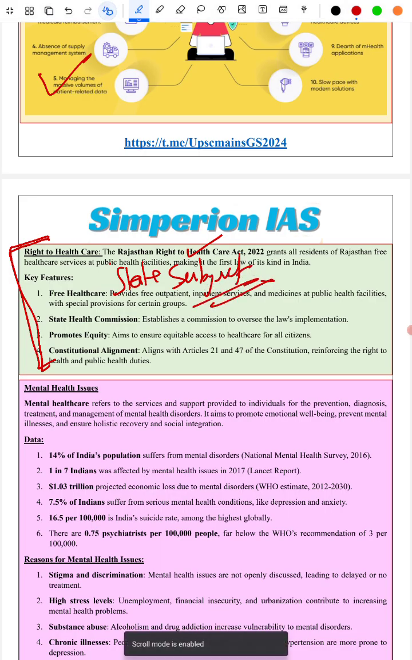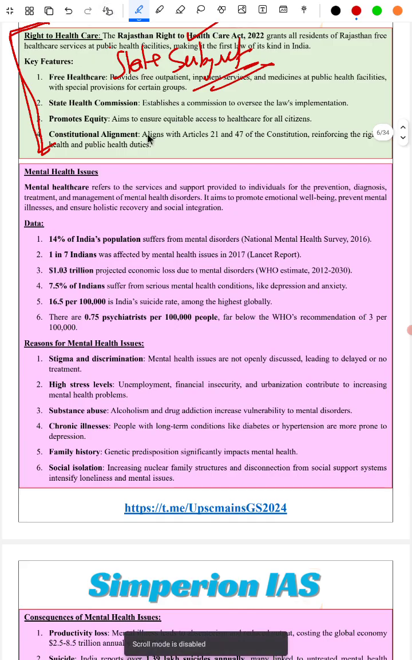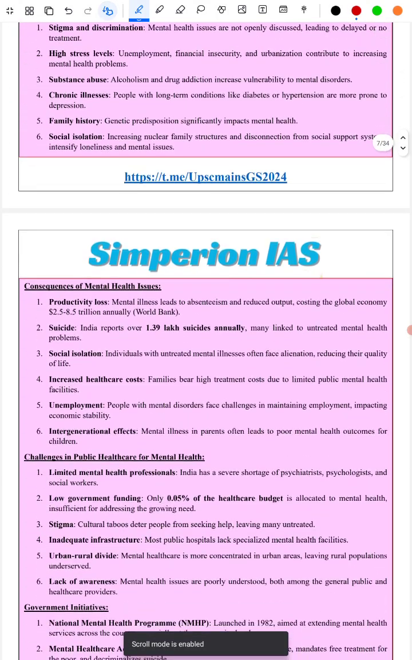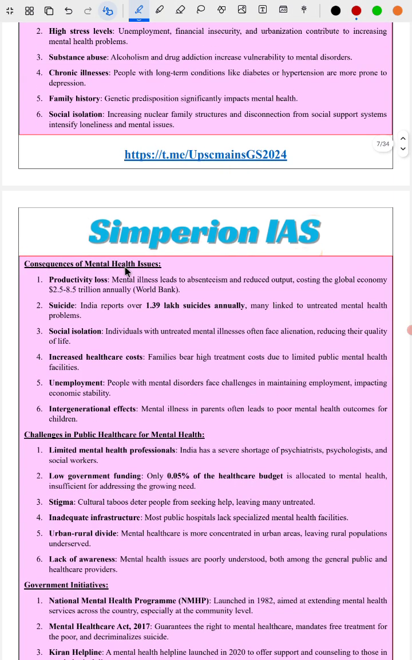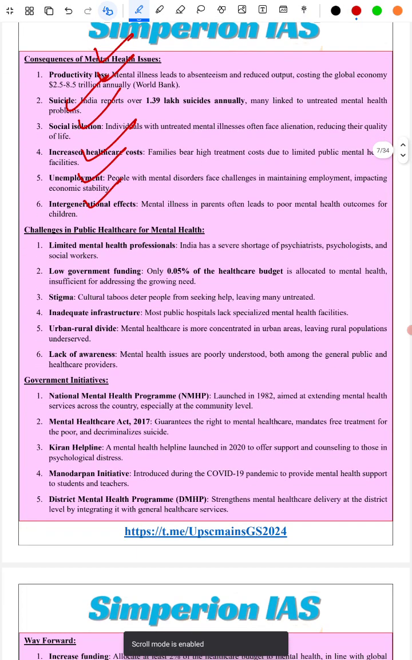Let's continue with another emerging topic or the new age topic, that is mental health issues. We have covered data related to mental health issues, the reasons for mental health issues in India, consequences of the mental health issues. One of the consequences are productivity loss, suicide, social isolation, increased healthcare cost, unemployment, intergenerational effect. Next, we have covered the challenges of public healthcare to provide mental health care.